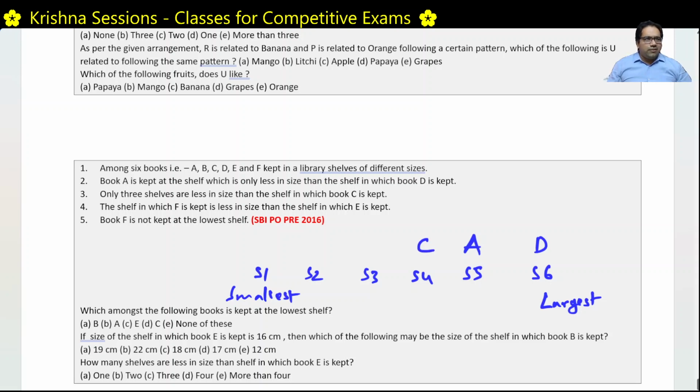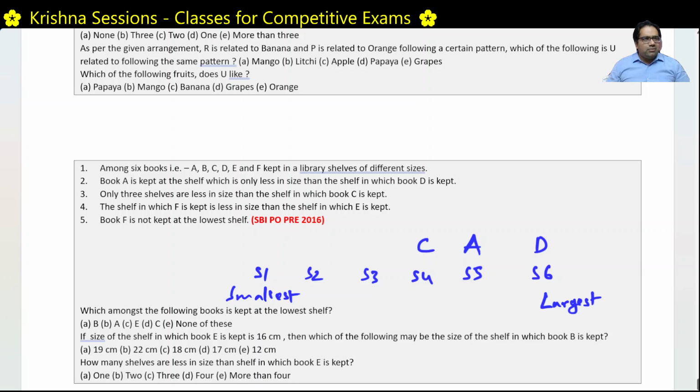The shelf in which F is kept is less in size than the shelf in which E is kept. F is less than E. That means F can be this or F can be this. F can't be this, right? Because E has to be there, sitting in a bigger shelf than F. So E has to have a slot. If F takes this slot, E has two slots. If F takes this slot, E has one slot. If F takes this slot, there is no slot for E. So F can be this or this.